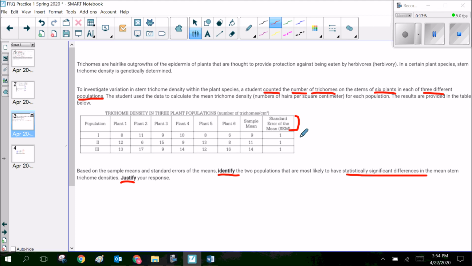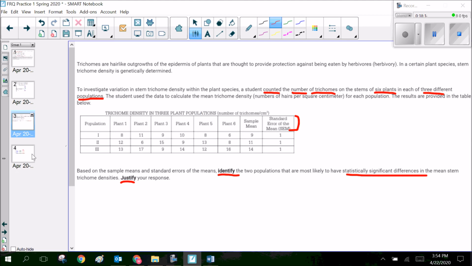The bigger your standard error of the mean is, the less likely it is that it's an actual trend in nature, and the more likely it is that you just screwed up somewhere. But the smaller the standard error of the mean, typically the more reliably your data represents the actual population mean, which is really what you're trying to strive for.